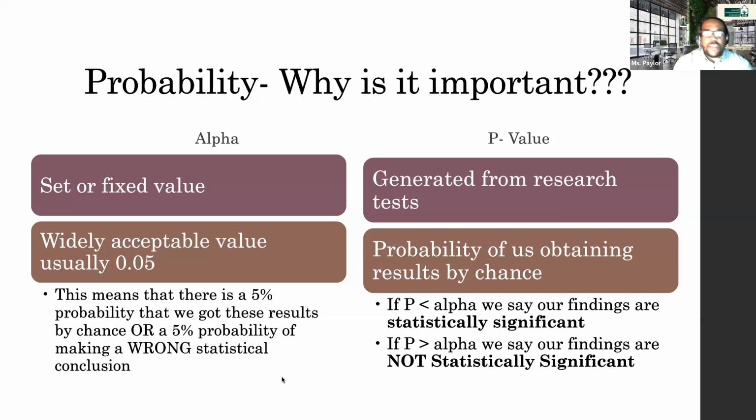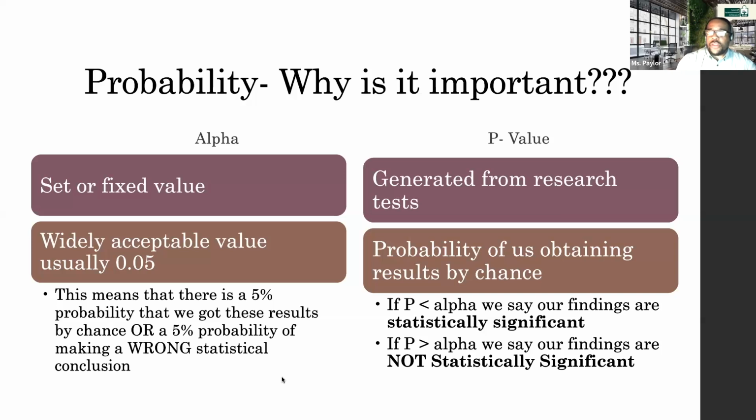Now, when we set our alpha here, we are saying to the world that there is a 5% probability that we got these results by chance, or there's a 5% probability of making a wrong statistical conclusion. So if we have anything that's lower than that alpha of 0.05, then we're saying that this is our percentage that we got the results of our study by happenstance. So the lower number that you get as far as your statistical tests are concerned, the better when it comes to statistical significance.